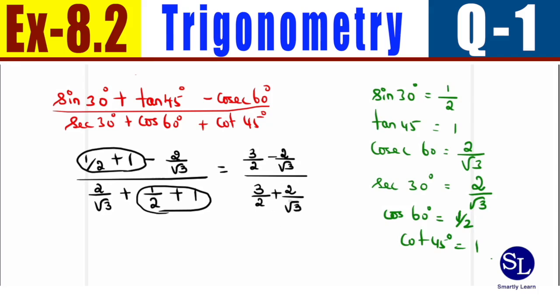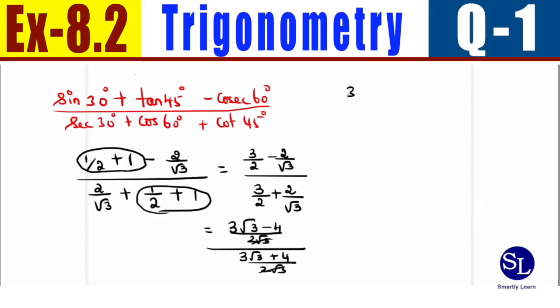So I'm going to first take the LCM in both the cases. So it is (3√3 − 4)/(2√3), the whole thing divided by (3√3 + 4)/(2√3). So these two denominators will get cancelled. So for simplification, we will only have (3√3 − 4)/(3√3 + 4).